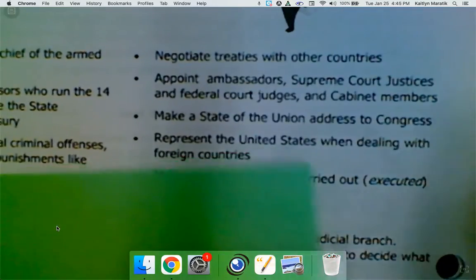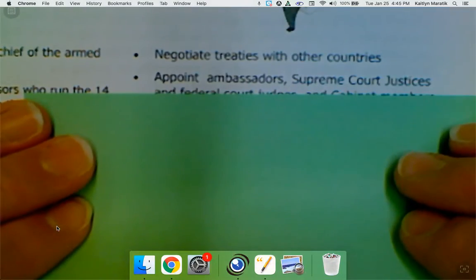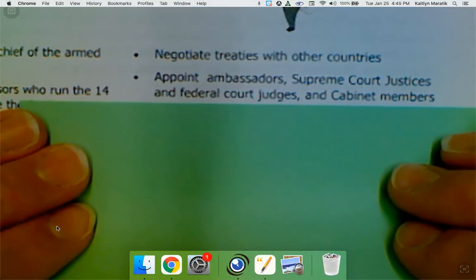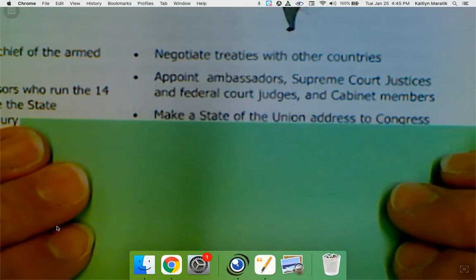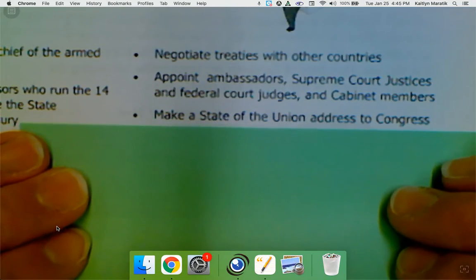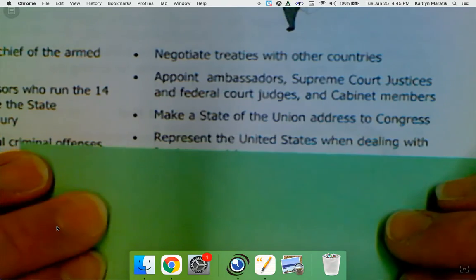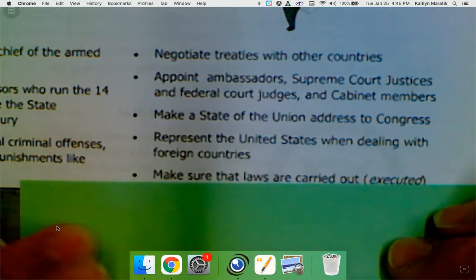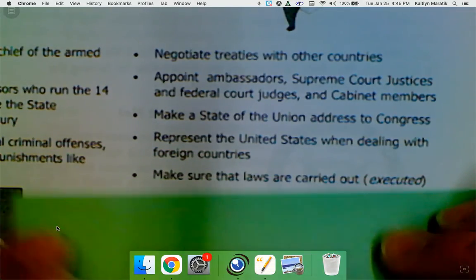Presidents also negotiate treaties with other countries. They appoint ambassadors, Supreme Court justices, federal court judges, and cabinet members. They make a State of the Union address to Congress. They represent the United States when dealing with foreign countries, and they make sure that laws are carried out, or executed.